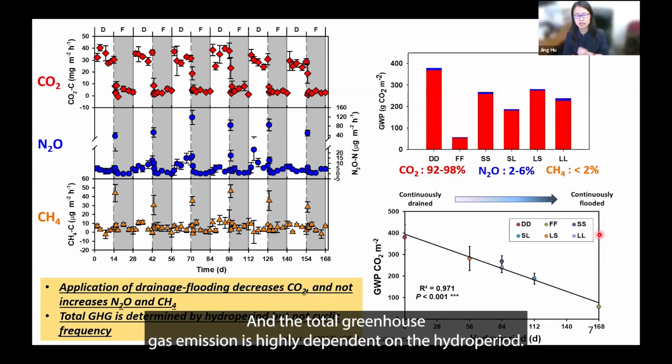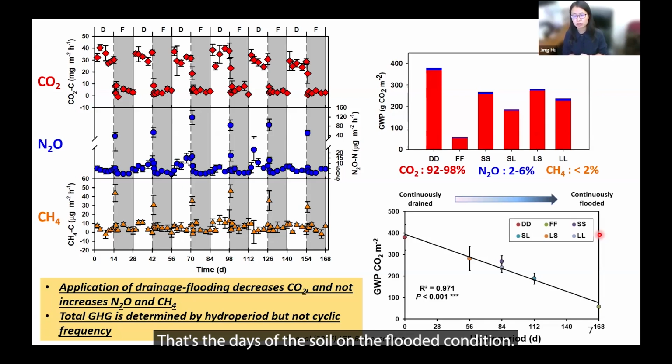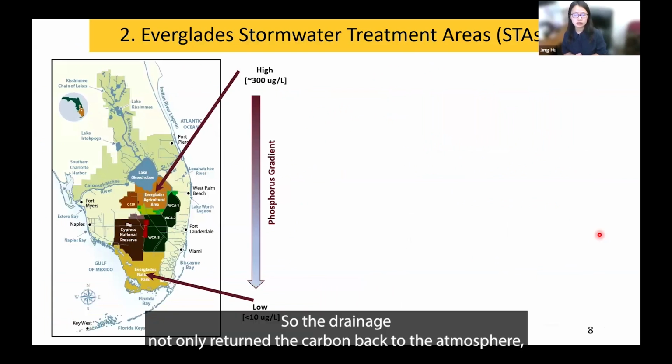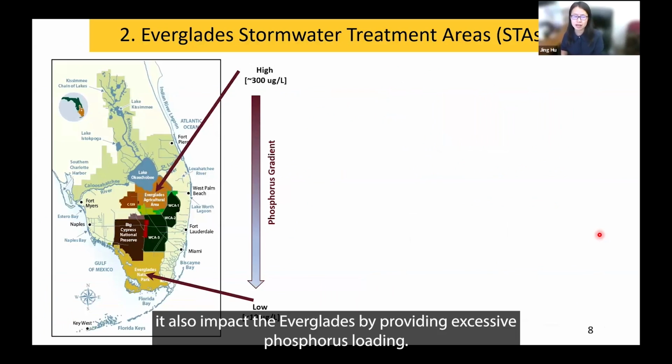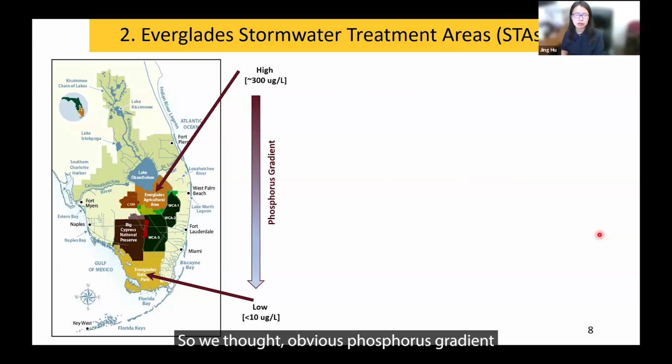And the total greenhouse gas emission is highly dependent on the hydroperiod. That's the days of the soil under flooded condition, while the cyclic frequency of drainage and flooding is minor. So the drainage not only returns the carbon back to the atmosphere, it also impacts the Everglades by providing excessive phosphorus loading. So obvious phosphorus gradient is observed from the highly impacted area to the remaining natural system.